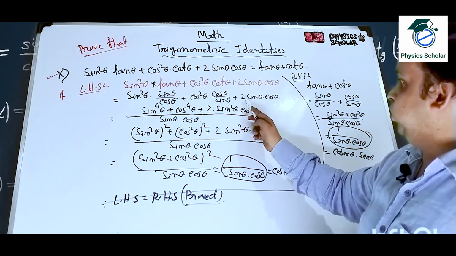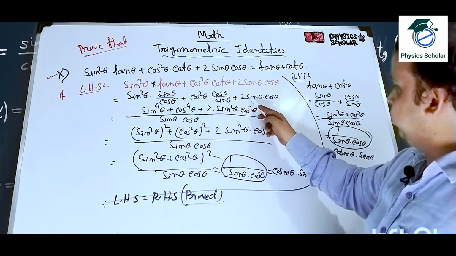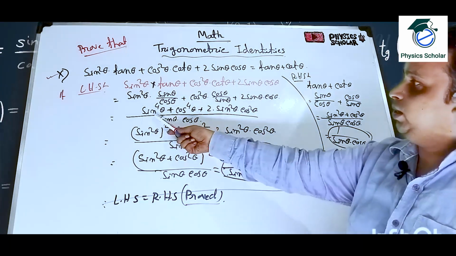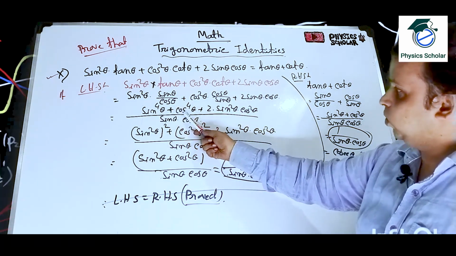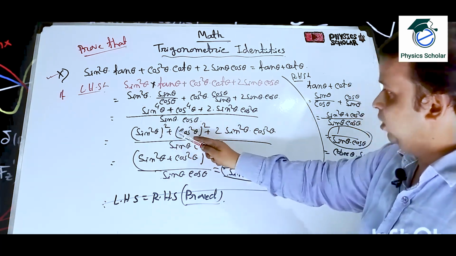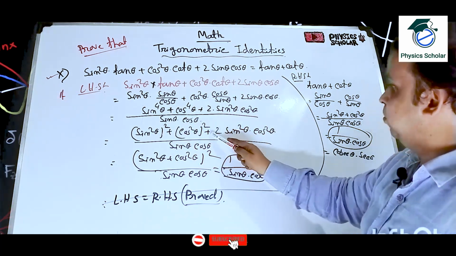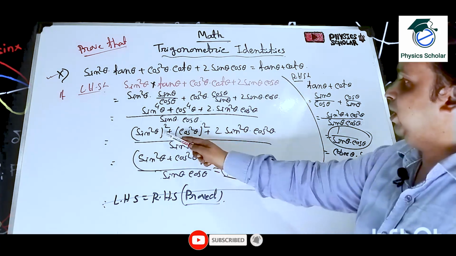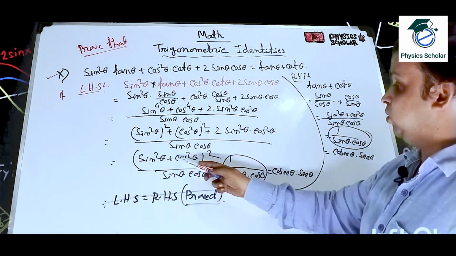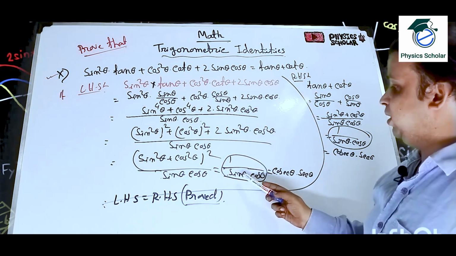How? Because 2 into sin theta cos theta LCM, so 2 into sin theta cos theta into sin theta cos theta. That means 2 sin square theta cos square theta. So here it is sin square theta whole square plus cos square theta whole square plus 2 sin square theta cos square theta. That means a square plus b square plus 2ab, that means a plus b whole square divided by sin theta cos theta. So a plus b, sin square theta plus cos square theta, means 1 by sin theta cos theta.